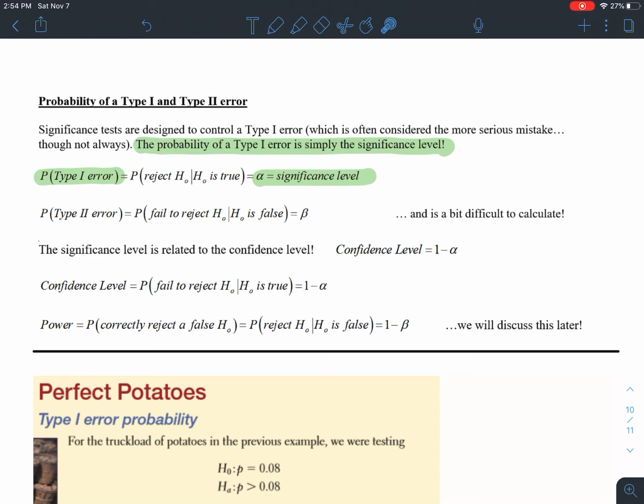In terms of what's the probability of making a type 2 error, that's a little bit more complicated and confusing. So that's something that we'll talk about at a later date. Right now, you only need to concern yourself with the probability of making a type 1 error being set at whatever the alpha level is.